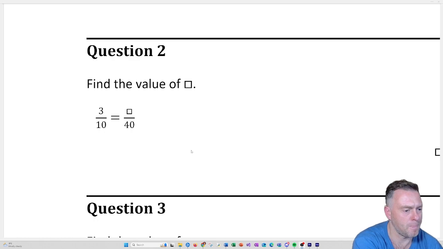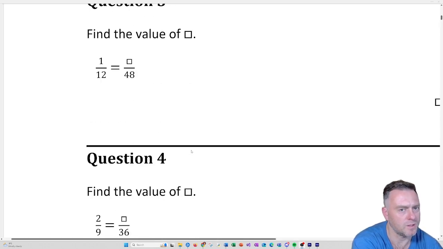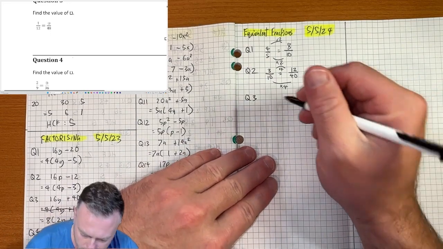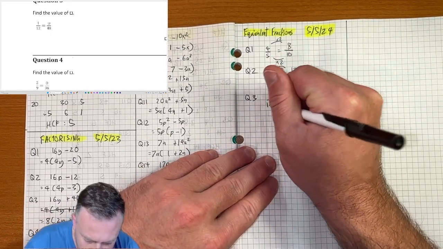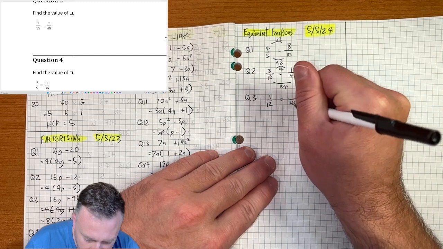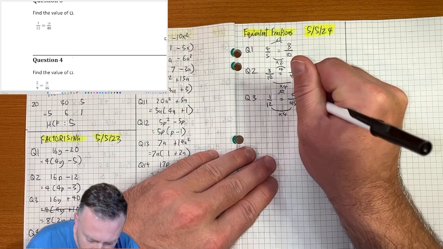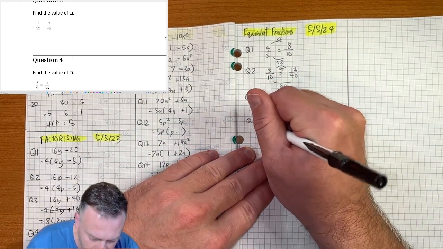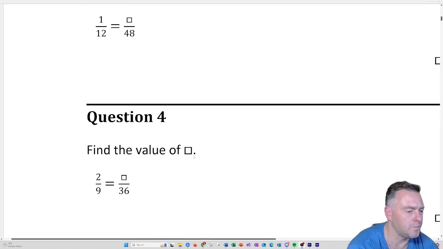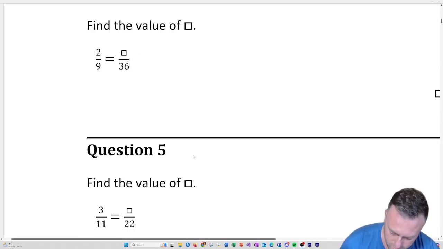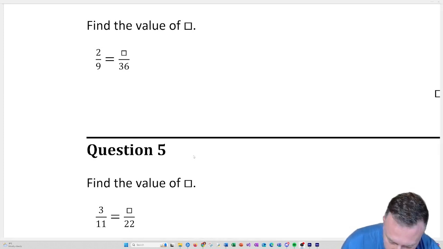Question 3. 1/12 is equal to something over 48. We're going to times that by 4, times the top by 4, and we get 4/48. Question 4. So we've got 2/9 is equal to something over 36. So we're timesing this by 4, times the top by 4, and we get 8/36.